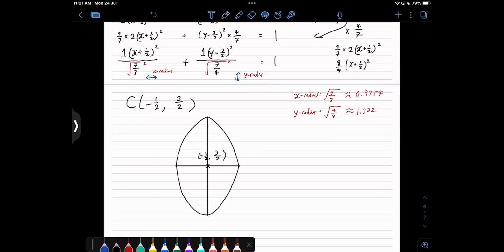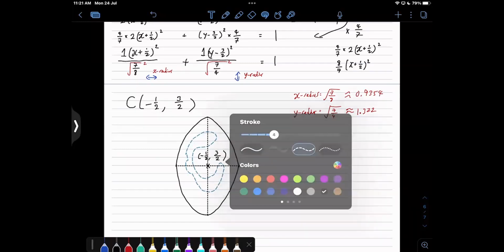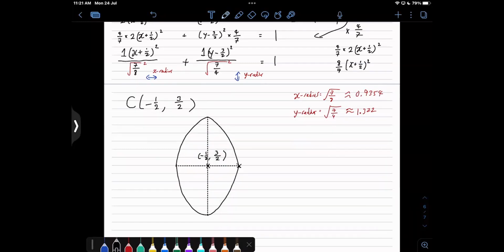You know what? Let's not make it solid. Let's just make this broken lines. So there you go. You have these 4 points. It will just be -half, but you add on the x radius, which is square root 7/8, comma 3/2. This other guy will be -half, but you subtract away the square root 7/8, comma 3/2. The y coordinate is the same.